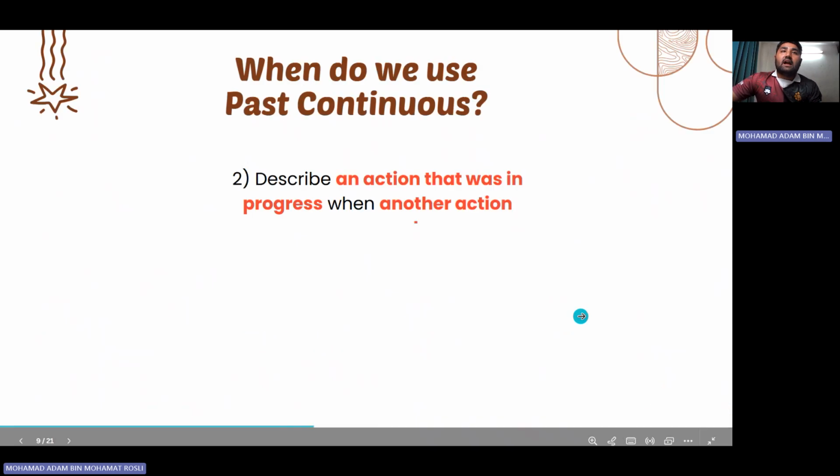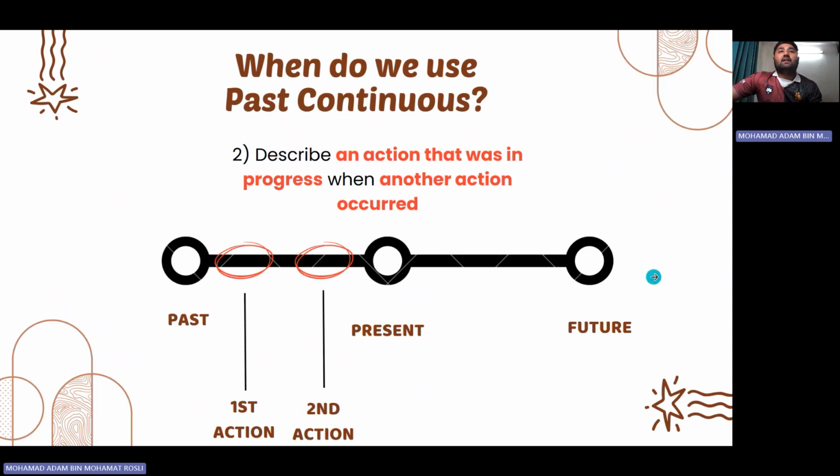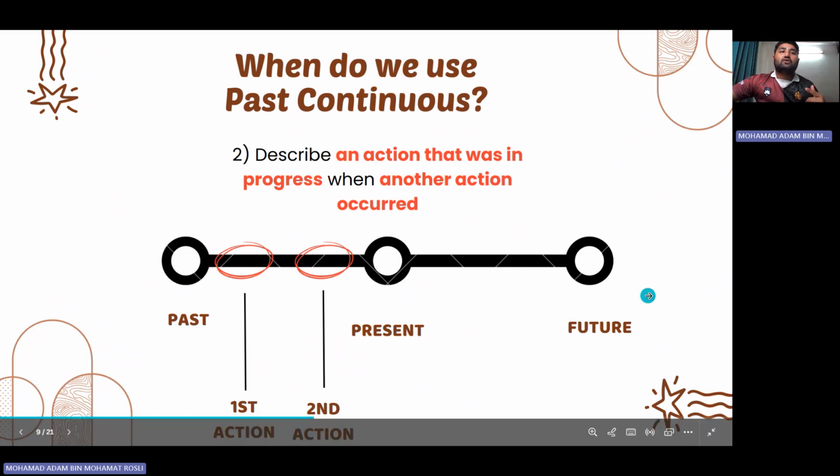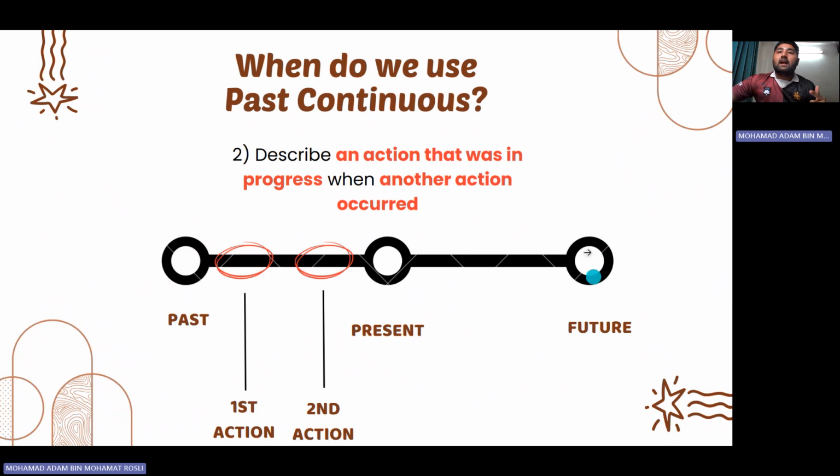Okay, so for the second function of past continuous tense, we also use past continuous tense to describe an action that was in progress when another action occurred. So before we take a look at the example sentences, I want you to take a look at the graph here first. So as you can see here is the past, present, and also future. Before this, I only circle one because we only talk about one action.